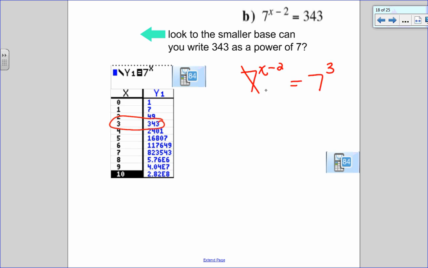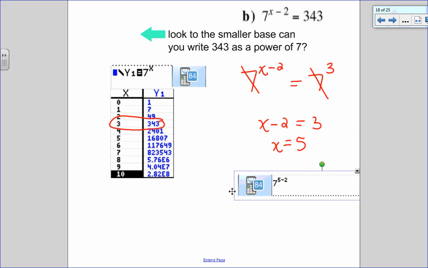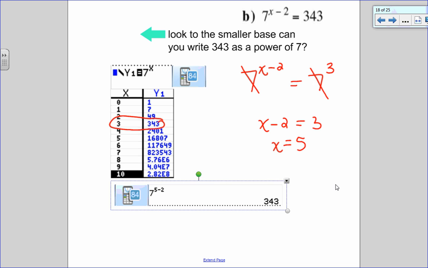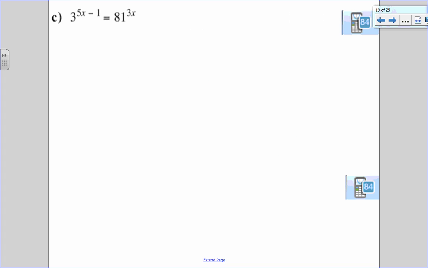And then I make like a DJ and I drop the base. So I have x minus 2 equals 3, add 2 to both sides, and I get that x is equal to 5. And then you can see I do a quick check by replacing the x with a 5. 7 to the 5 take away 2 is the same as 343. So I know that I have answered my question correctly. Okay, let's try another one.